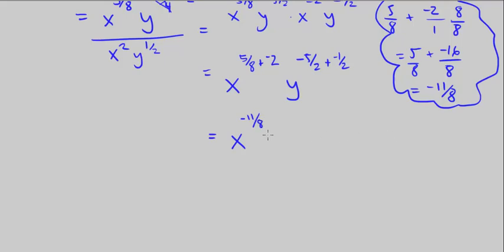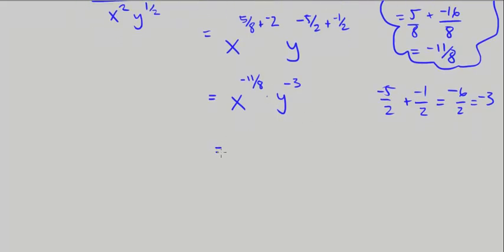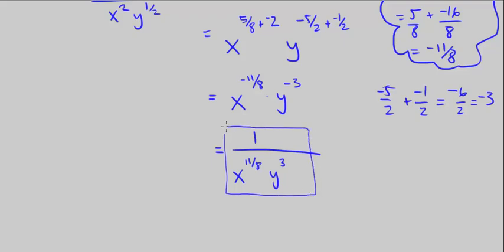And then y to the power of negative 5 over 2 plus negative 1 over 2. Well, they have the common denominator, so that's just negative 6 over 2, and that can be simplified as negative 3. Okay? So now what we want to remember to do is we don't want any negative exponents. So let's put these both in the denominator and make them positive exponents, right? And we don't want fractional exponents in the denominator. Well, I'm okay with this. If you're okay with this, you can move on to the next one.